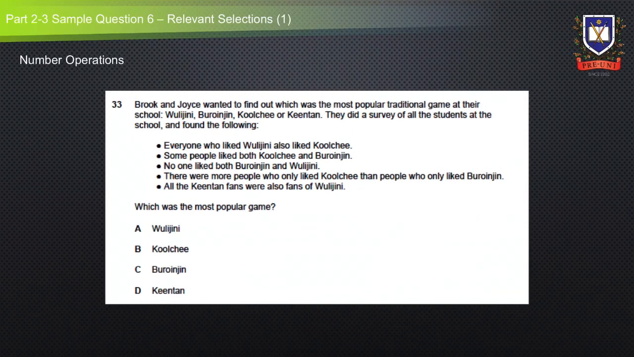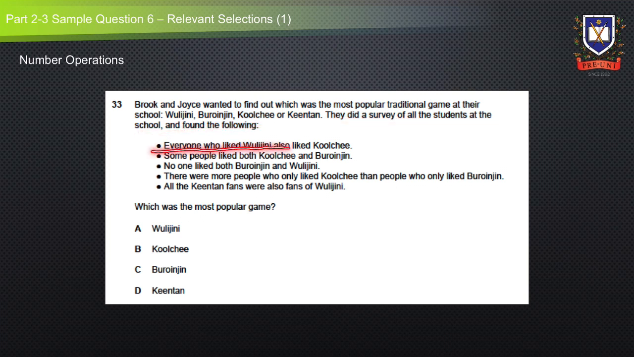Let's look at this example of number operations questions from the OC Sample Thinking Skills exam. Brooke and Joyce wanted to find out which was the most popular traditional game at their school: Woolajini, Burin Jin, Kulchi, or Kintan. They did a survey of all the students at the school and found the following.